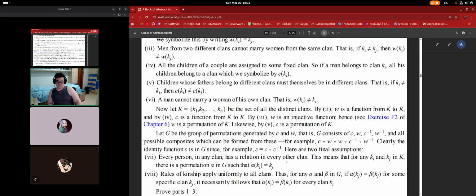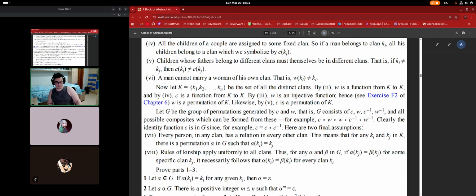Let G be the group of permutations generated by C and W. That is, G consists of C, W, the inverse of C, the inverse of W, and all possible composites which can be formed from these. Clearly, the function epsilon is in G, since that can happen.